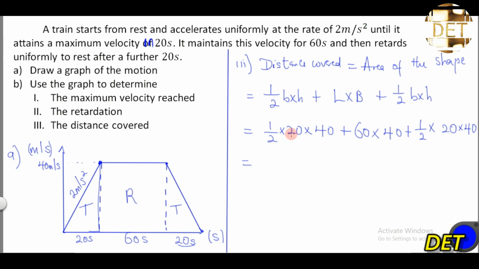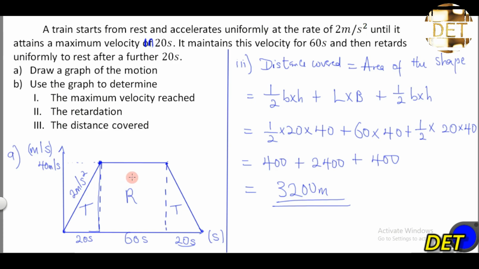So this will be equal to 1/2 times 20, which gives us 10. 10 times 40 will give us 400, plus 60 times 40 will give us 2400, plus 1/2 times 20 gives 10, times 40 gives 400. So that will be 400 plus 2400 plus 400, which gives us 3200 meters. This is the total distance that is traveled, from here to here to here down to here. It is 3,200 meters.